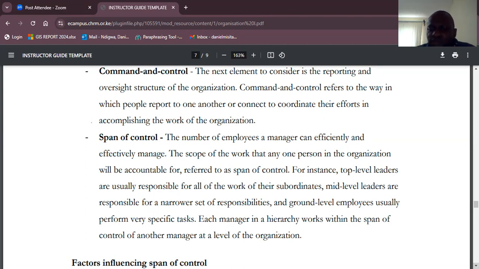For example, top level leaders are usually responsible for all the work of their subordinates. Middle level leaders are responsible for a narrow set of responsibility. And also the ground level employees are usually responsible for specific tasks within the organization. So it allows you to know the span of control.